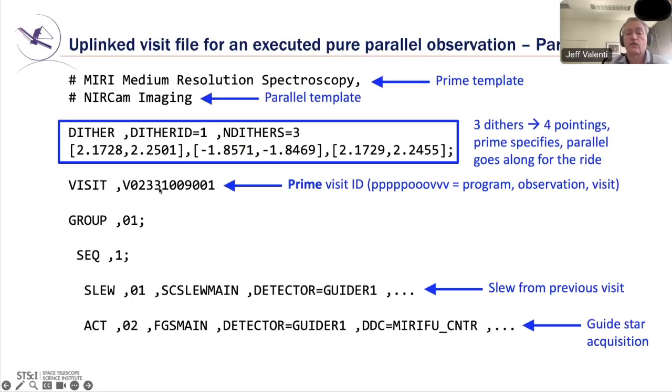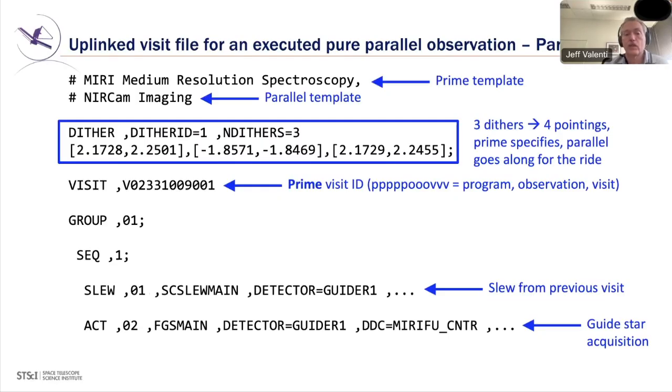The visit ID of the prime is given, so that's not the one that we were looking at a moment ago in APT. This is the prime. And then there's a group which has sequences in it. And in this case, for the first group, there's only 1 sequence. Sequences are executed in parallel within a group. But this is the slew to the target and acquire a guide star part, and nothing is happening in parallel with that. So group 1, sequence 1 is get the prime on target.